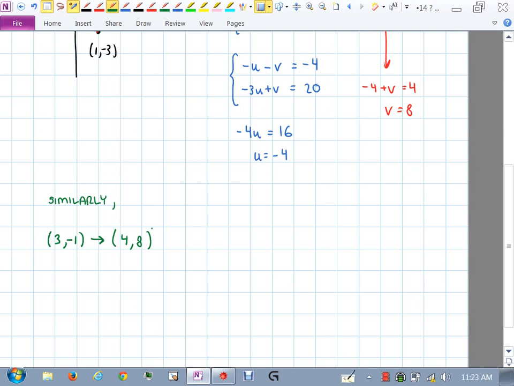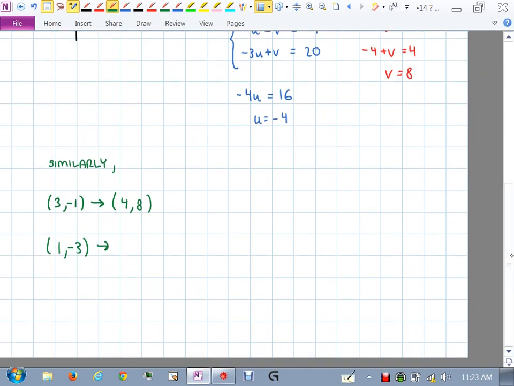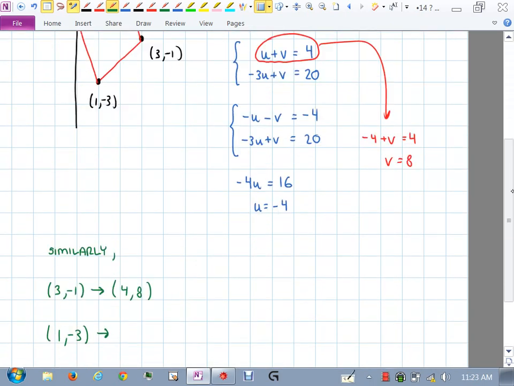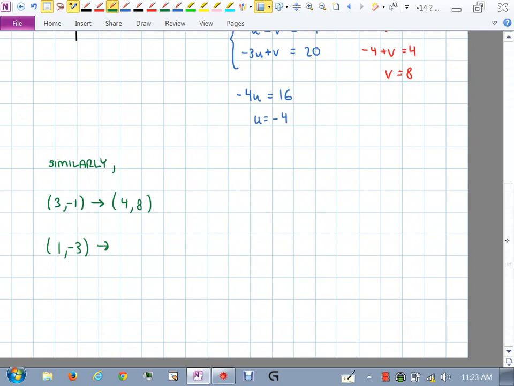And then the next point we'll do is (1, -3) will go to, actually, I didn't do this one. I had done the first two, and then I figured you would do those on your own, or we would do those in class. But let's see if we can figure out where this one goes, and I think we'll be done. First one went to (-4, 8). This one goes to (4, 8). So I'm going to guess this one's going to go to (4, 0).